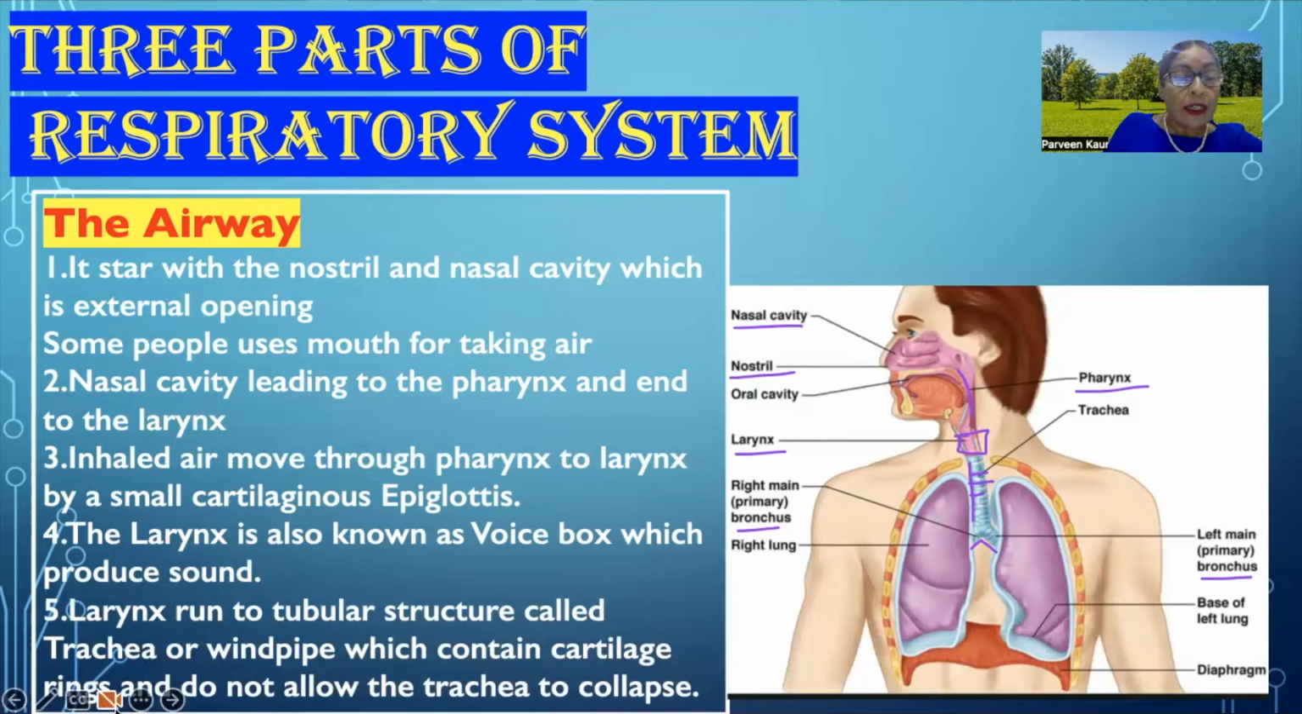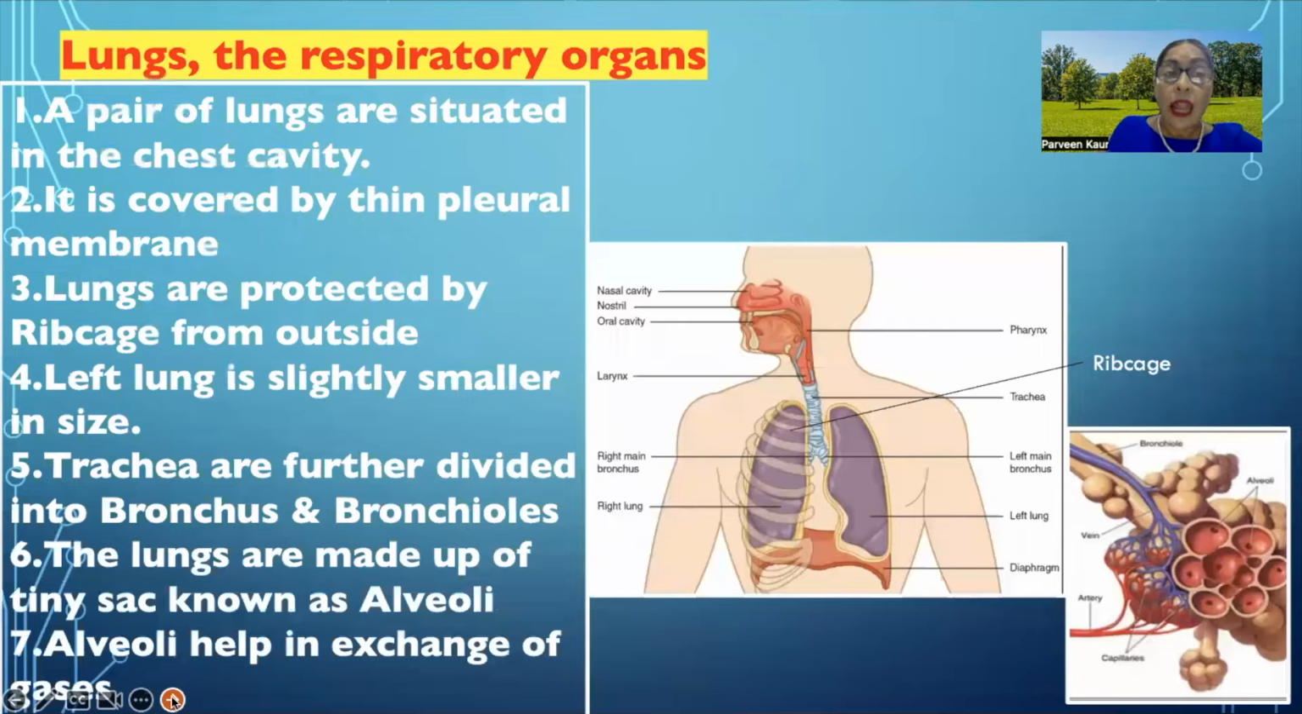So this is the structure. Now we can see the lungs, the respiratory organ. The bronchi open into a very flexible, soft and spongy structure. These are called lungs. Bronchi further divide into bronchioles. Here you can see the structure of bronchioles, and these bronchioles open into small sac-like structures. These rounded sac-like structures are called alveoli. So what is happening in the alveoli? In the alveoli, exchange of gases takes place.